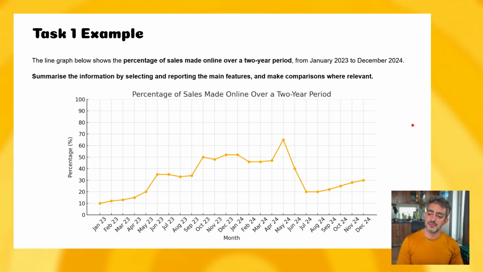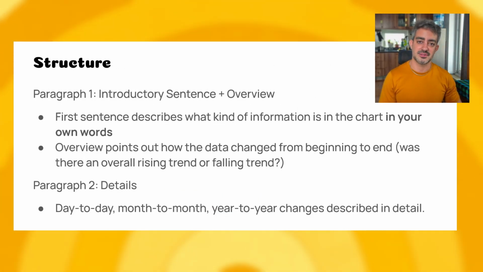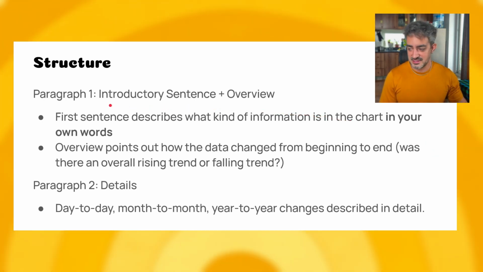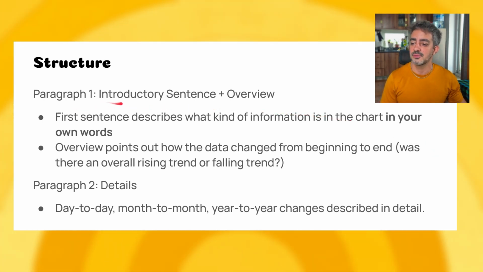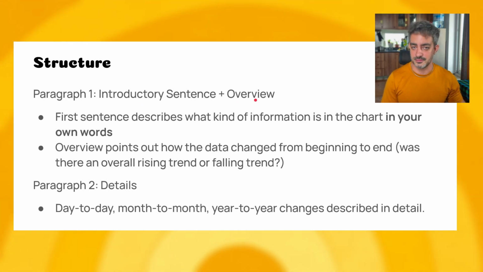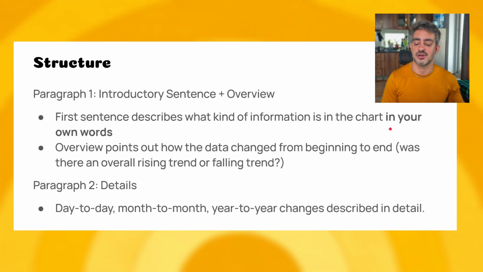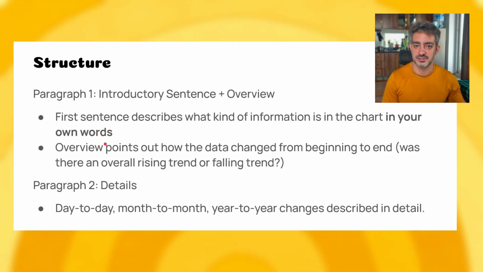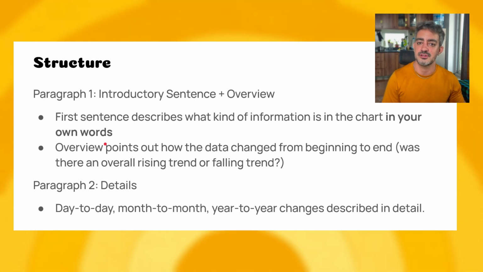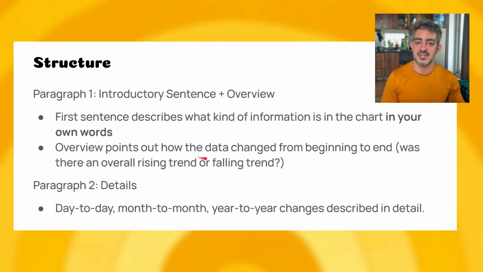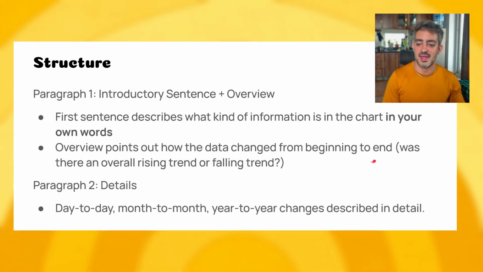All right. So we've looked at this task 1. We see what we're working with. So the first thing we need to do is think about our structure. Okay. The structure we're going to use in this case is going to be paragraph 1 with an introductory sentence and an overview. The first sentence describes what kind of information is in the chart in your own words. That's very important that you write it in your own words. The overview points out how the data changed from beginning to end.